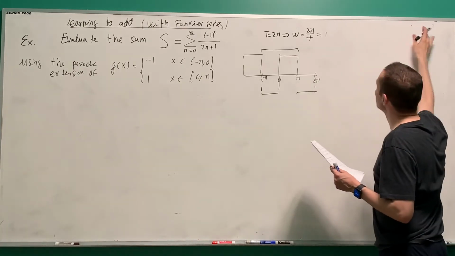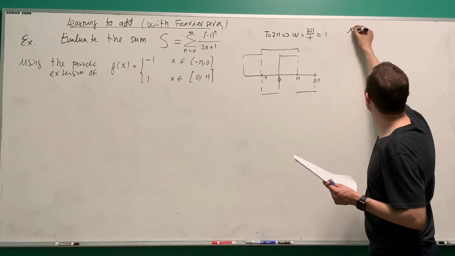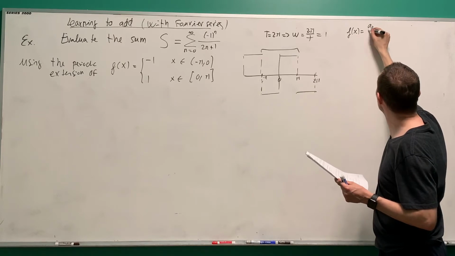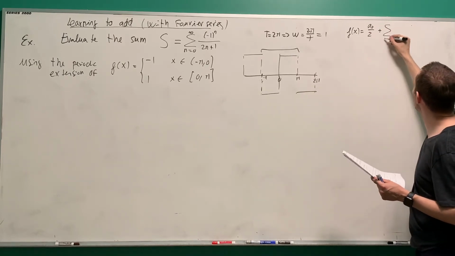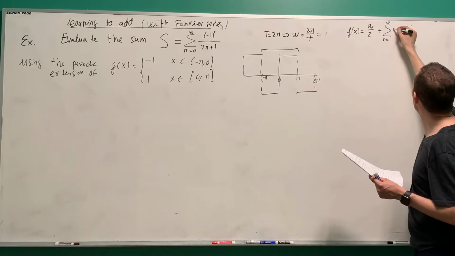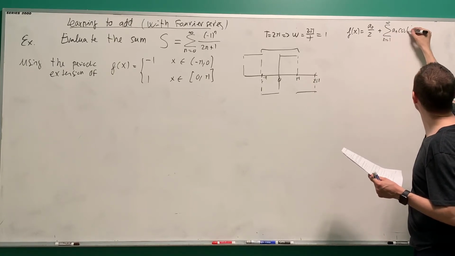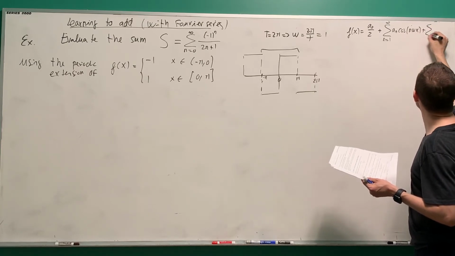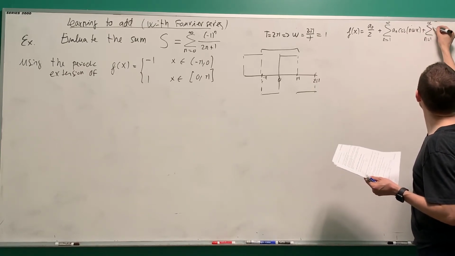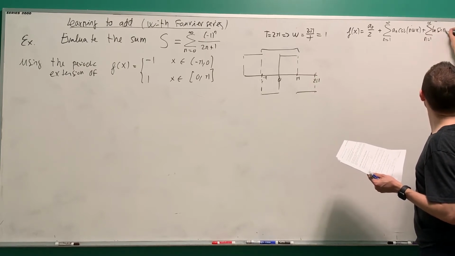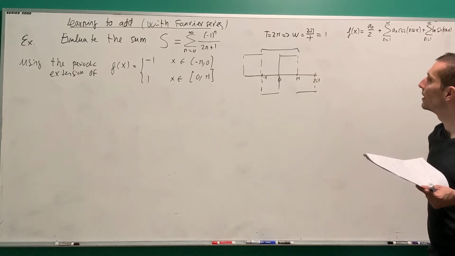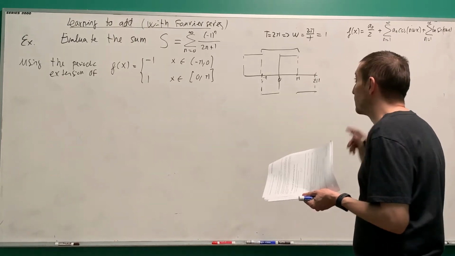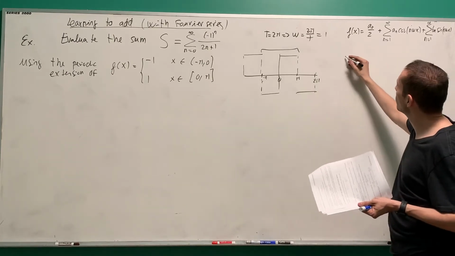So let me just write the Fourier series. F of t, is it t or x? F of x is equal to a0 divided by 2 plus the sum from n equals 1 to infinity of an cosine of n omega x, plus the sum from n equals 1 to infinity of bn sine of n omega x, right? Again, you can just directly say in this case it's only the bn's, but let's quickly prove it and then erase it.